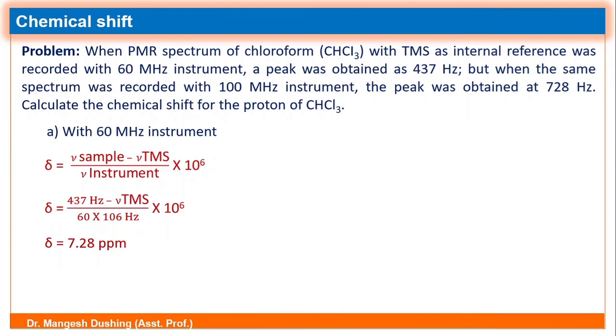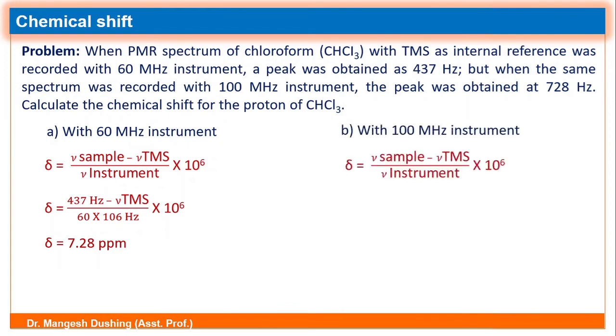If we are using a 100 MHz machine, then the formula is the same, that is frequency of the sample minus frequency absorbed by the TMS, divided by the frequency of the instrument, times 10 raised to 6. Now at the 100 MHz instrument, the proton absorbs at 728 Hz minus frequency of TMS, that is 0, divided by 100 times 10 raised to 6 Hz. So the answer will be 7.28 ppm again.